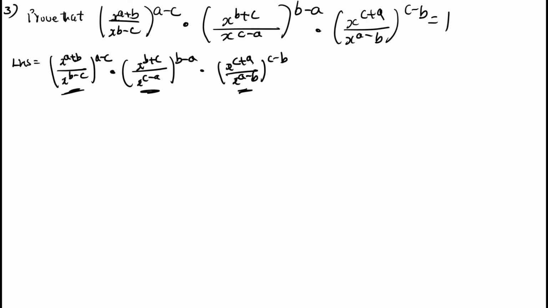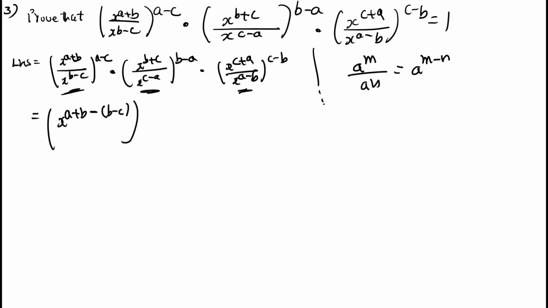You can observe the terms inside the brackets are in the form a^m / a^n. What's the formula? a^m / a^n is a^(m-n). So here you can write it as x to the power (a+b) minus the power n, that is (b-c), whole to the power a-c. For the second term also apply the same formula. You will get x to the power (b+c) minus the power of the denominator, which is (c-a).